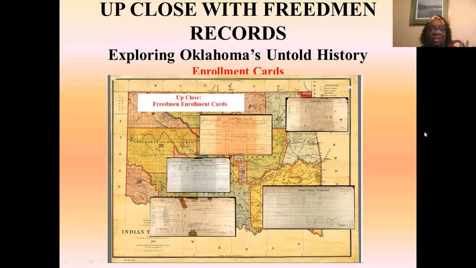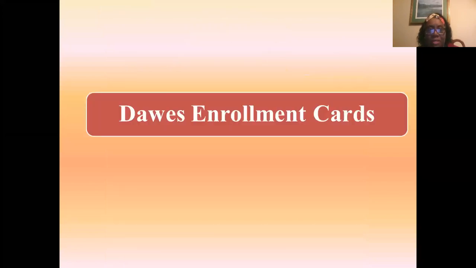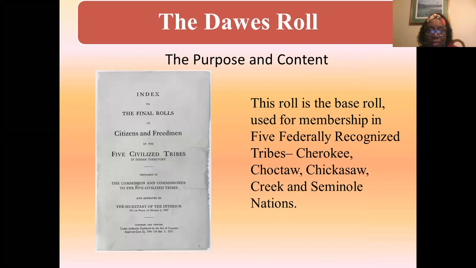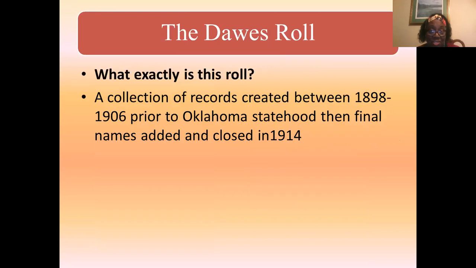Okay, we're going to go up close with these enrollment cards, and we're going to look at cards from all five of the tribes. So what are we talking about? What is actually the Dawes roll itself? What's the purpose of it? And what's the content? What actually is there? Well, today, the Dawes roll is the base roll that is used for membership in five federally recognized tribes. Those five tribes being Cherokee, Choctaw, Chickasaw, Creek, and Seminole Nations.